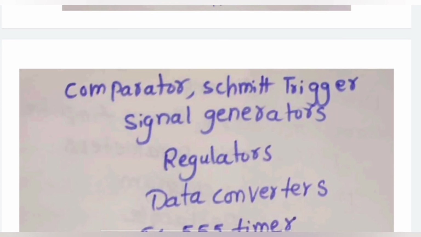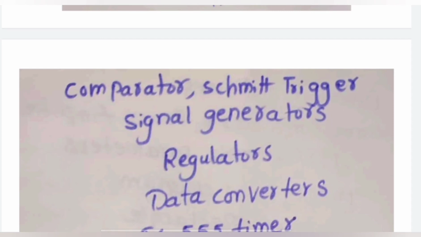Then we will see what is the 723 general purpose regulator, for which we will learn what is the pin diagram or schematic diagram and functional block diagram. How can we use 723 general purpose regulator for low voltage power supply? We will see the schematic or pin diagram, functional block diagram. And how can we use 723 general purpose regulator for high voltage power supply? We will see the schematic or pin diagram, functional block diagram.